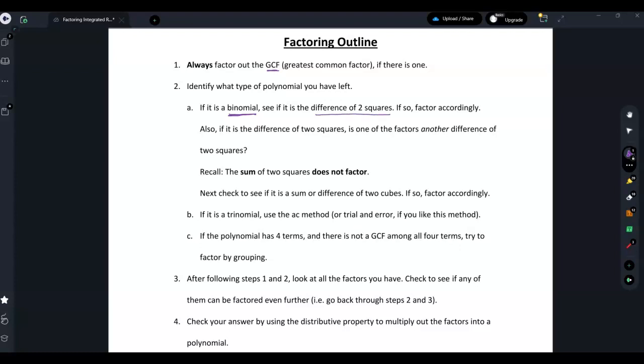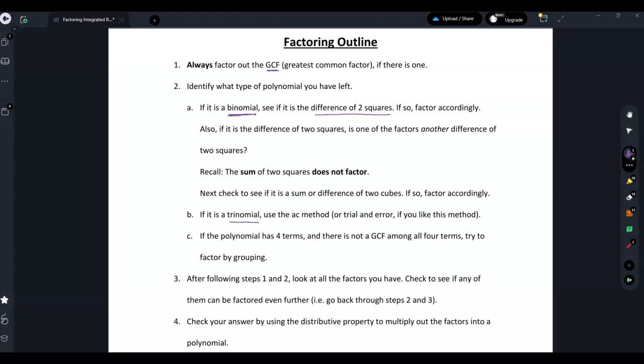So if it has 2 terms, then you're going to look, is it a difference, and are the things that are being subtracted 2 squares, right? 2 things that have been multiplied by the same thing to get that answer. And remember that there's no such thing as a sum of 2 squares, right? So if you see a sum, meaning a plus sign with your binomial, you know right away it does not factor. Okay, so if it has 2 terms, that's the only one we're going to check in Math 112, the difference of 2 squares.